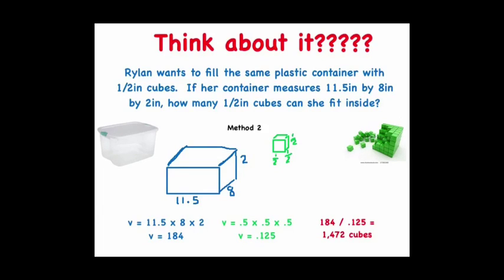The second method that I would like for us to talk about is where you take the volume of the larger container, you take the volume of the smaller container, and then you divide. So the volume of the larger one is 184 cubic inches. The volume of the smaller one, 1/2 times 1/2 times 1/2, is equal to 0.125 cubic inches. And so you take 184 divided by 0.125, and you get 1,472 cubes. So those are the two methods in which you can use to solve this problem.